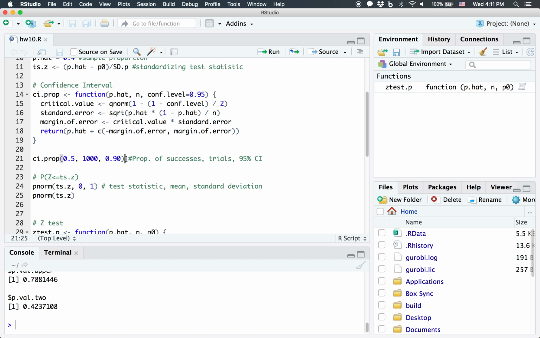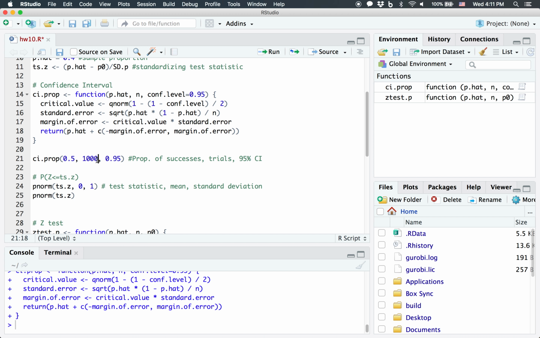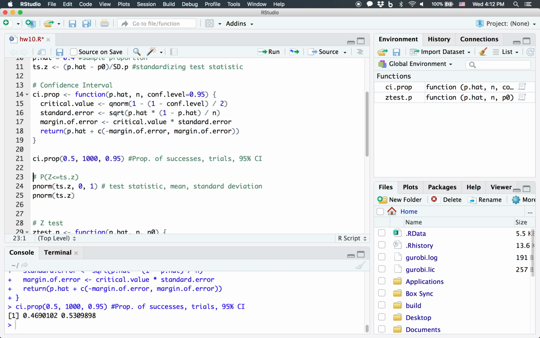So for example, if we run this function, oops, I did not run the CI prop yet. Okay, run the CI prop. So this is the lower end of the confidence interval, and this is the upper end of the confidence interval.